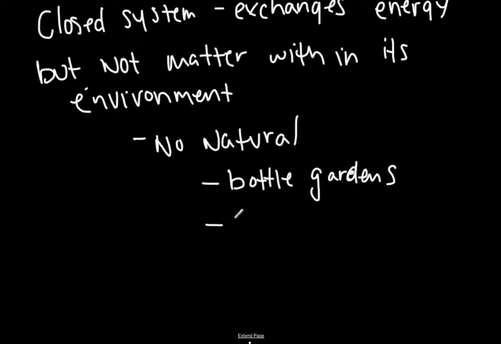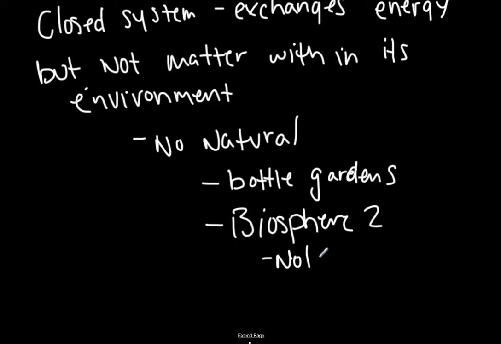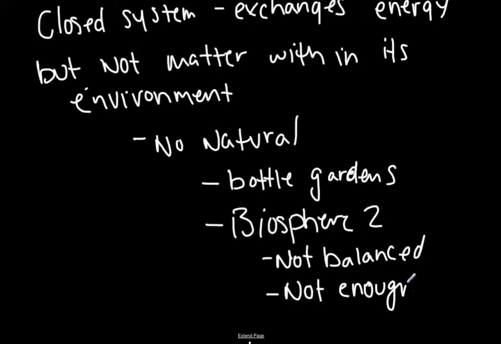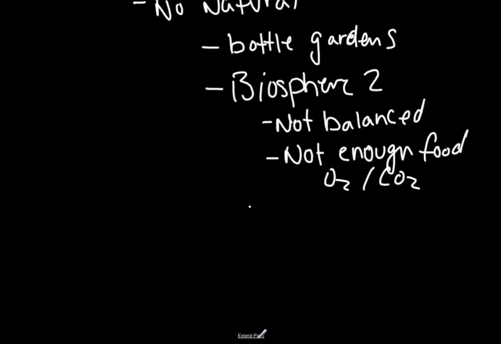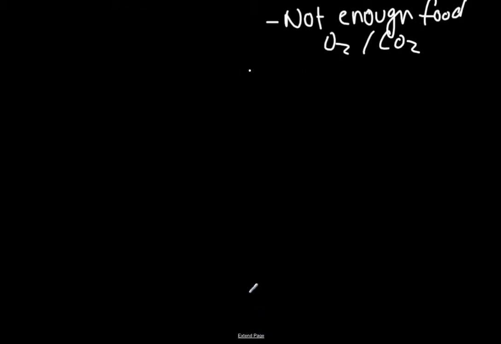We also tried to build one, like a city people could live in, and that was called the Biosphere 2. As you can imagine, there's plenty of issues, but the overall issue is it was not balanced, not enough food, and the O2 and the CO2 ratios were just way off. There was no way to control them. It just took too much energy and there wasn't enough energy coming in.